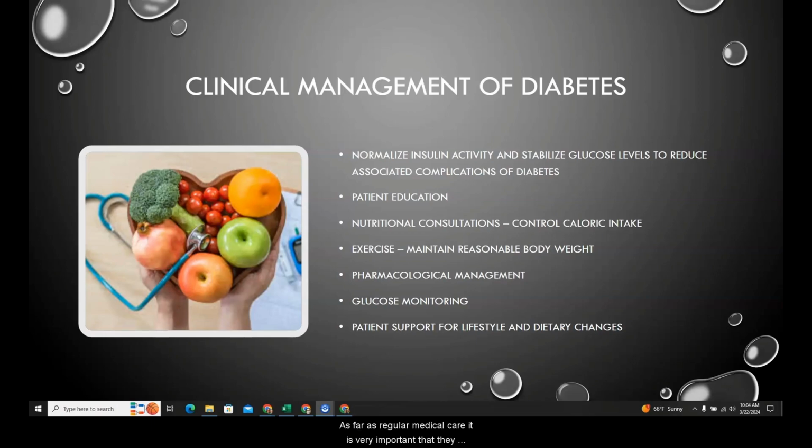As far as regular medical care, it is very important that they have ongoing routine visits with their healthcare provider, their primary care physicians. Type 1 diabetics a lot of times will follow endocrinologists. And diabetes educators are huge to have involved in patient care because they can help with diet and lifestyle modifications. They can really just help them understand the process and the importance of managing their diabetes and make it a little bit easier for them to hopefully manage their overall care.